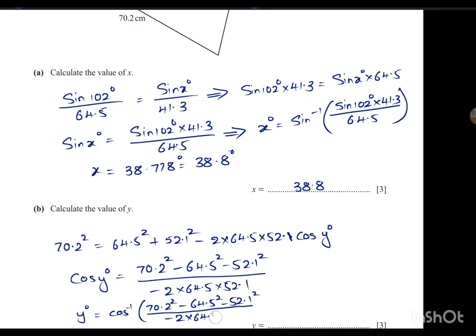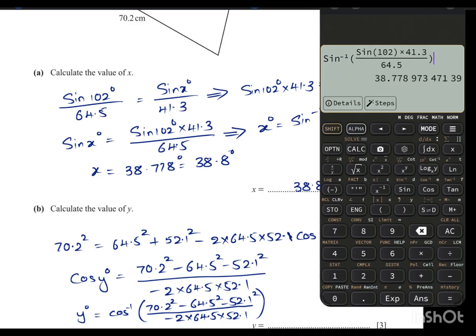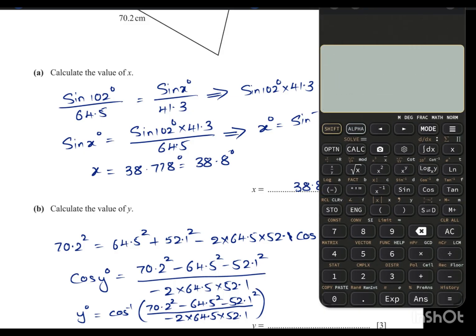While writing such calculation numbers, be very careful, and while putting the values in the calculator also, you have to be careful. So cos inverse, fraction button, 70.2 square minus 64.5 square minus 52.1 square by negative 2 multiplied by 64.5 multiplied by 52.1 to get the answer, 73.163.